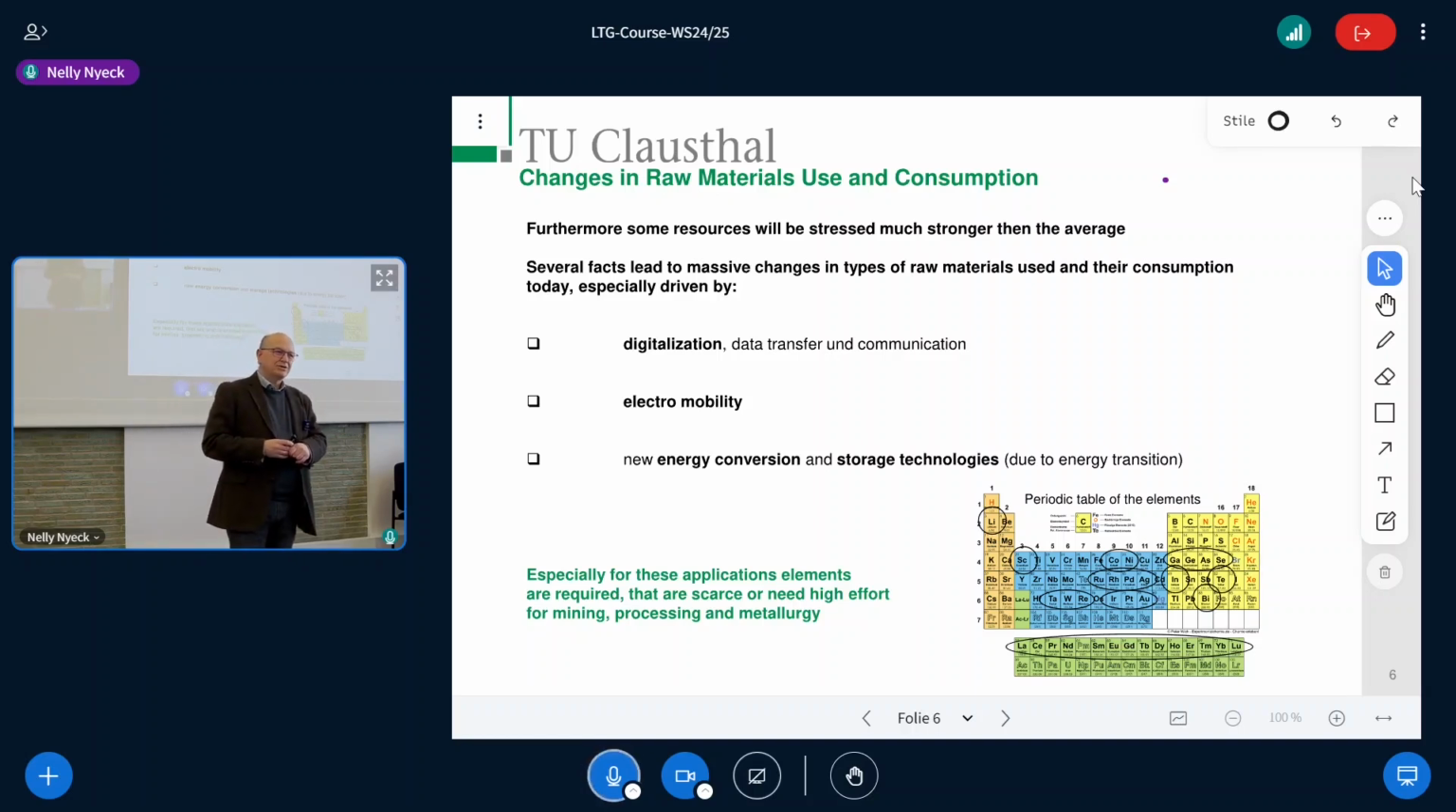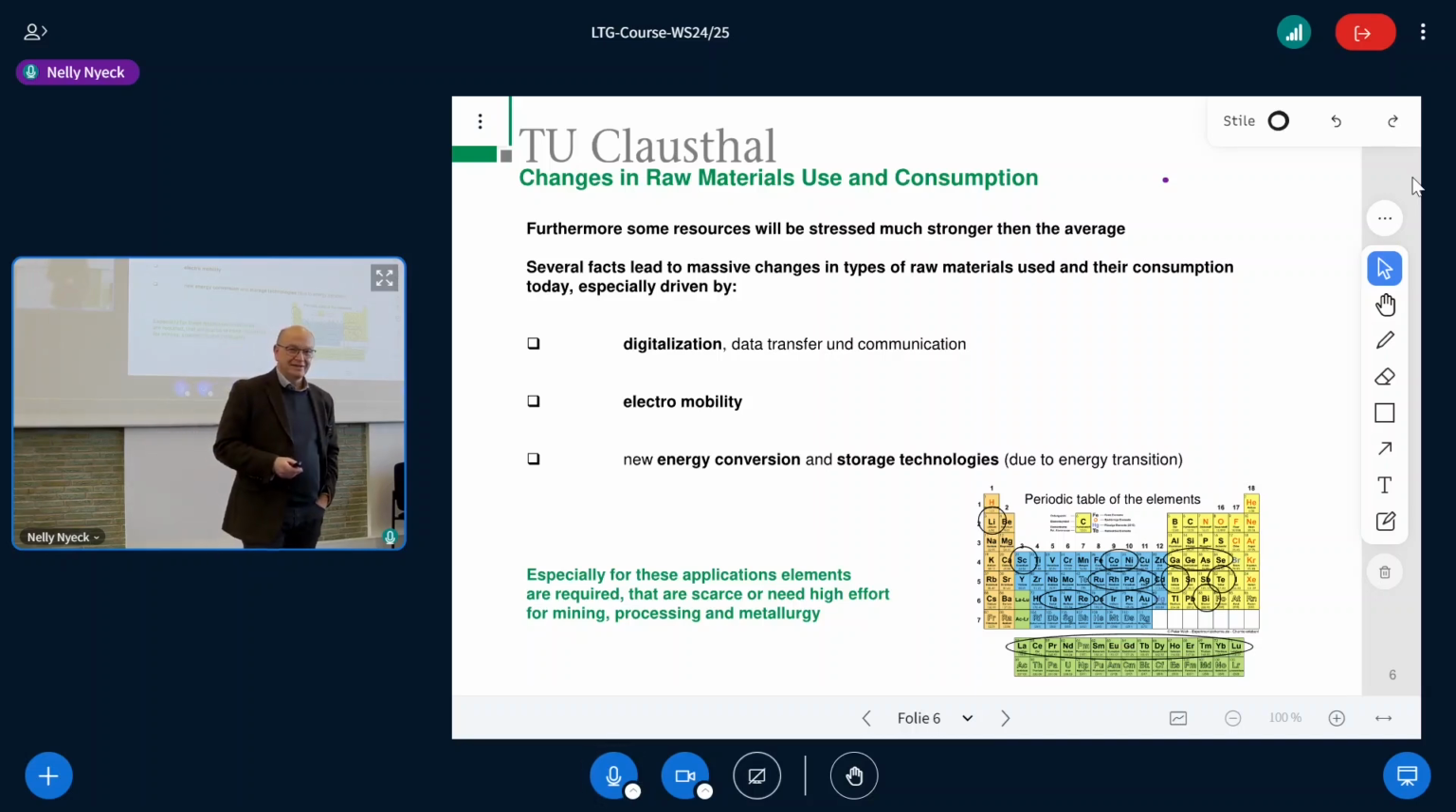And the major drivers, for example, are digitalization, electromobility, and new energy conversion and storage technologies. So the question is, why digitalization? Is it not a dematerialization? No, it's not. Of course, we do quite a lot of things on the internet, but to do this, we need server farms, huge server farms, and you can't build them just out of air and love. You need these materials to build these server farms, and that's the reason why digitalization also needs large amounts of raw materials.